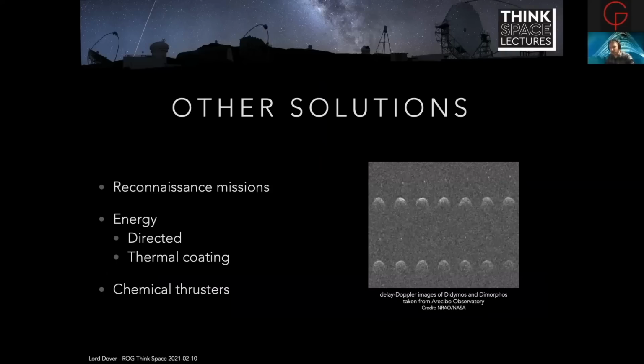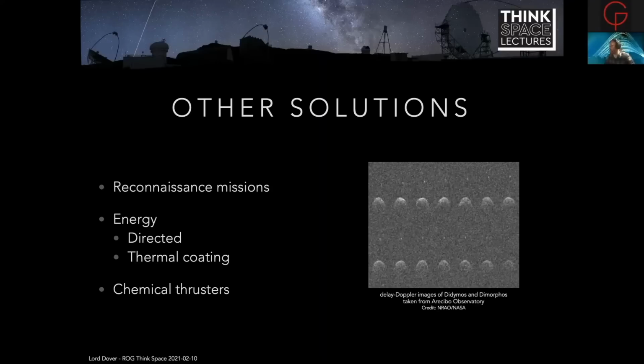If you're going to try and use a nuclear weapon to ablate the surface, you need to know what the surface is made of, because that will affect how efficiently it ablates. So reconnaissance missions are really, really important. And another thing that people talk about is various forms of directing energy towards the asteroid.